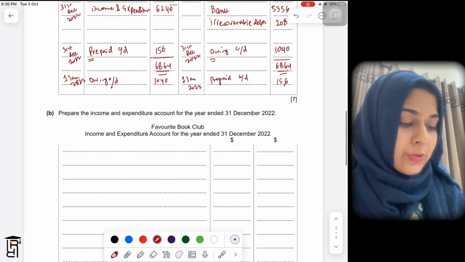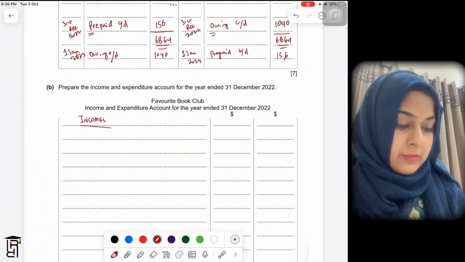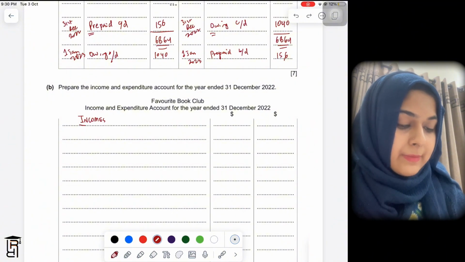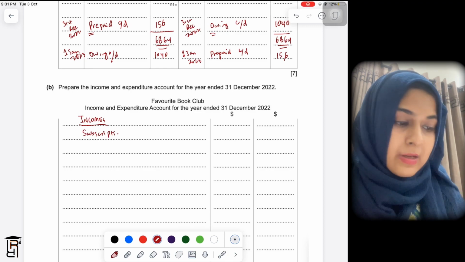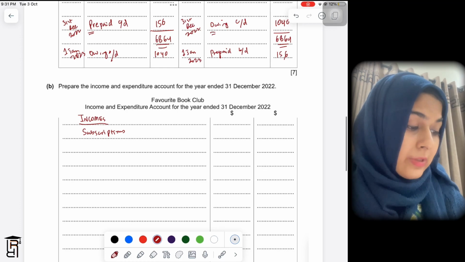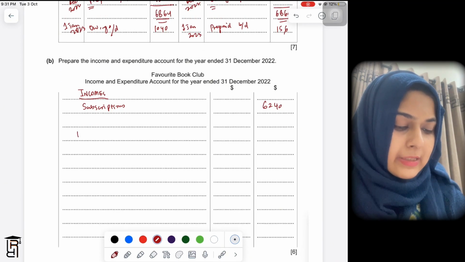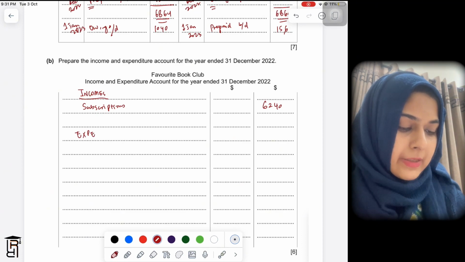So what I'll do here is first list all the incomes. I'll write incomes here, and I'll write subscriptions first. I have calculated subscriptions from my subscription account, that is 6240, and that is the only income here. Then you write expenditures here.